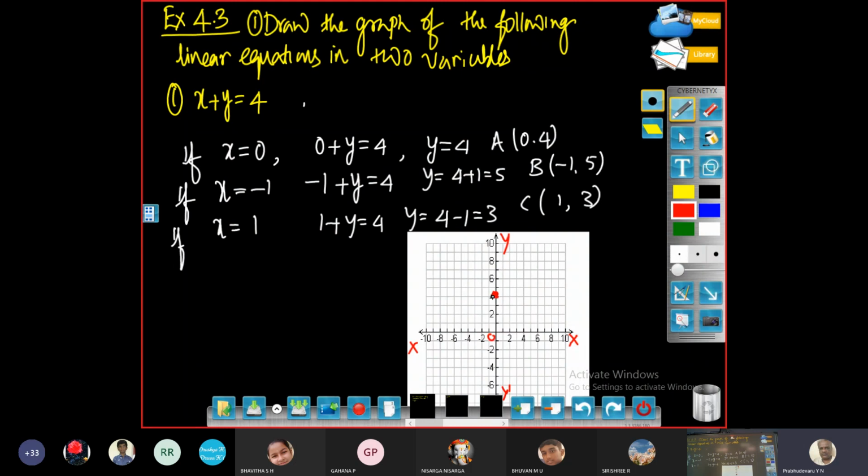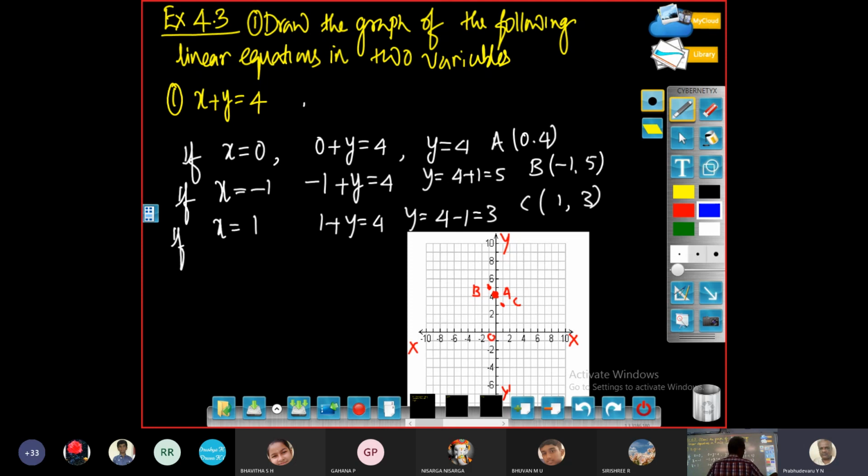Point B is minus 1, 5. On the x axis, you see point B is to the left hand side of 0, then 5, so you go upward, and this is point B. This is A and then this is B. Then 1 comma 3: on the x axis 1, right side of 0, then 3 in the upward direction. This is point C now.